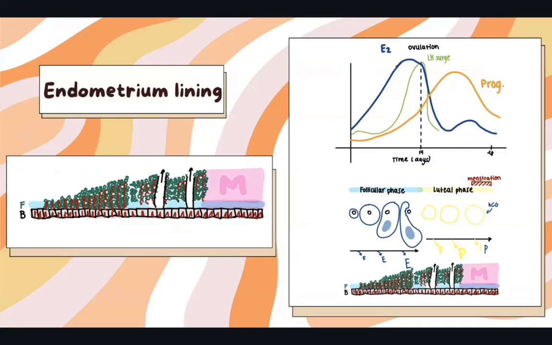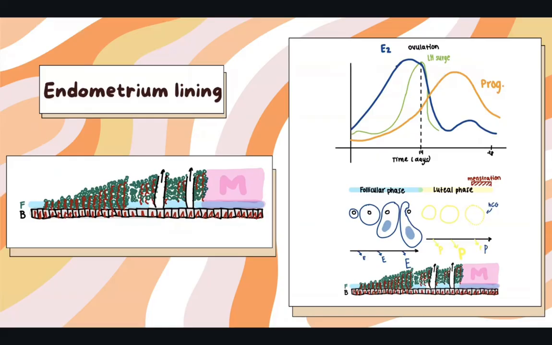Looking into the endometrium lining, in the follicular phase, estrogen acts on the functional layer to promote proliferation of this layer, and mitosis will occur. During the luteal phase, progesterone acts on the functional layer to promote the secretory phase, basically activating what it just developed. The last part of the luteal phase includes menstruation.